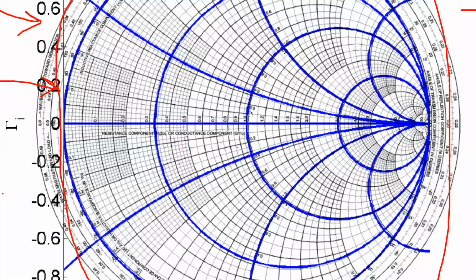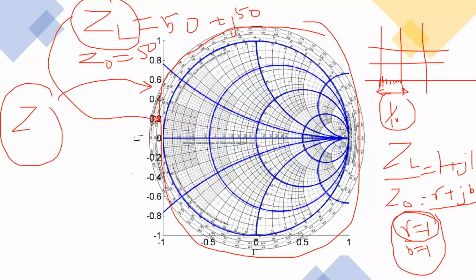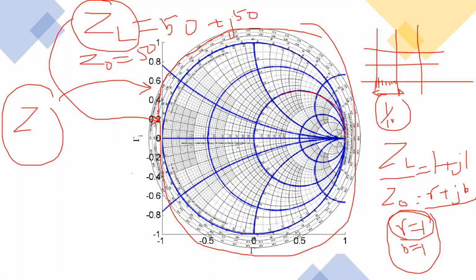This is the circle where R is equal to 1. This is the circle you identify where R is equal to 1. And B equal to 1 is nothing but, since this is plus, it will be plus 1. So here, what do I plot? B is equal to 1.